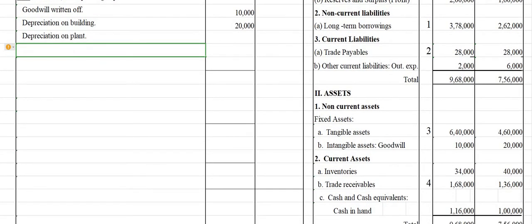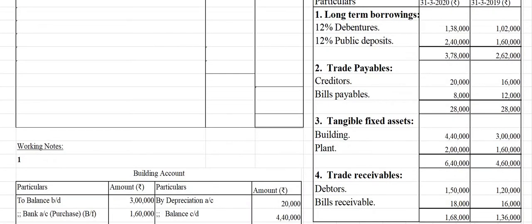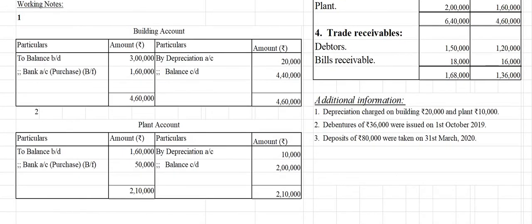Now let us see long-term borrowings, note number 1 is there. Here 12% debentures are there, 12% public deposit is there. And here it is given that deposit of 80,000 were taken on 31st March. Debentures of rupees 36,000 were issued on 1st October 2019.